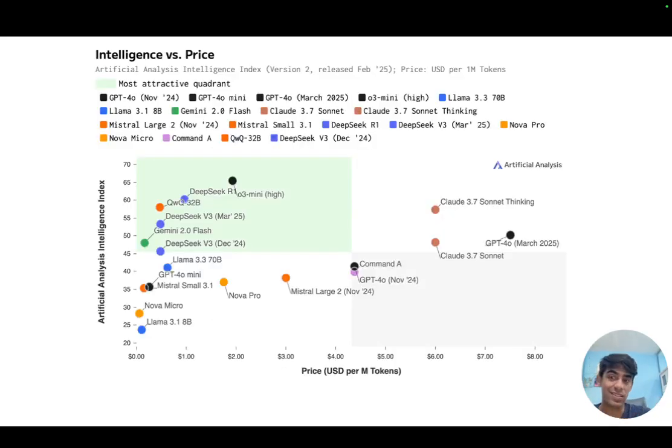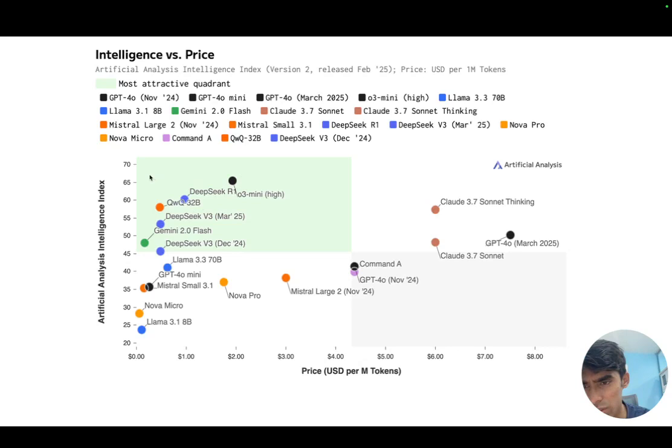Intelligence versus price, the final thing. Here you will see, guys, that this index is a very good index, because if you look at DeepSeek R1, it takes a lot of time to think, guys. They have not measured time here, but I think they should have. Anyways, sometimes I have felt that it overthinks on things which it doesn't need to.